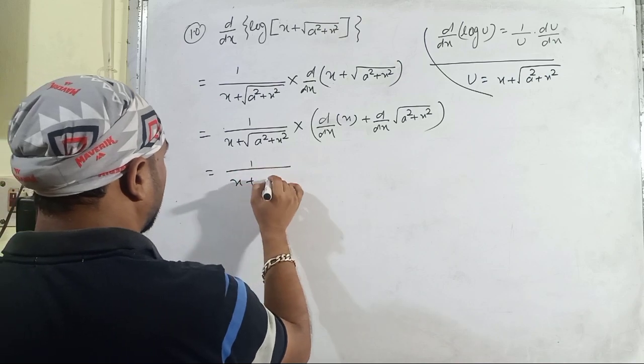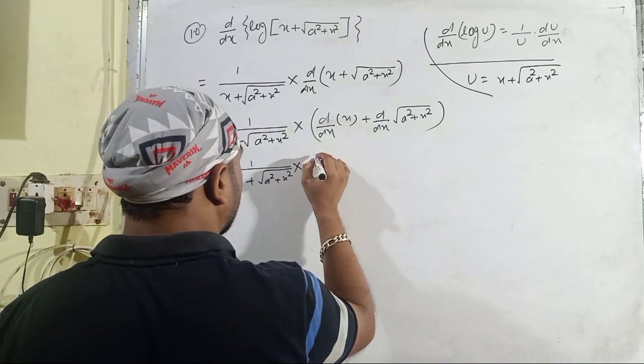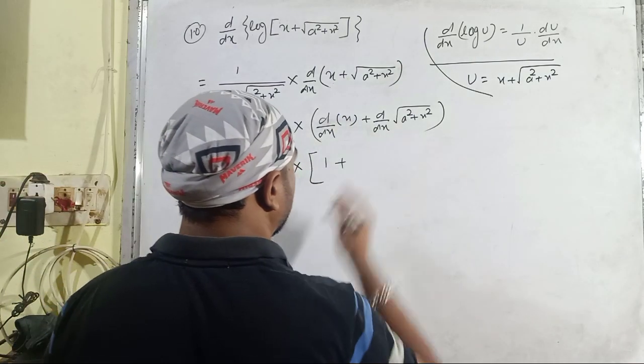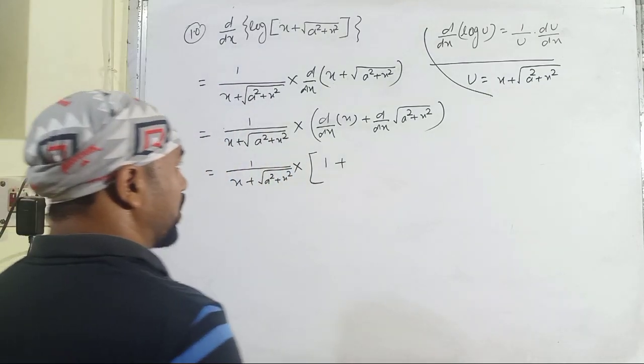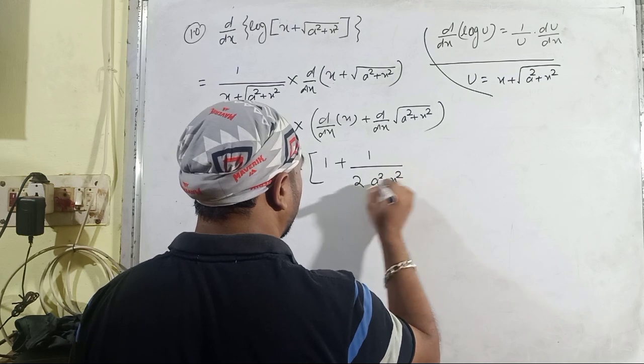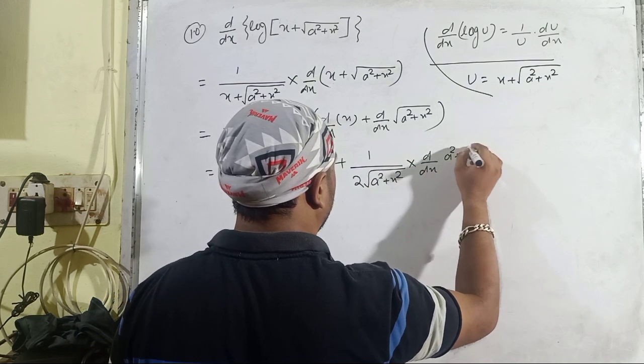So it will be x plus square root of a square plus x square. Then differentiation of x, it is 1. Then differentiation of square root of a square plus x square, it is 1 upon 2 multiplied with square root of a square plus x square multiplied with the differentiation of a square plus x square.